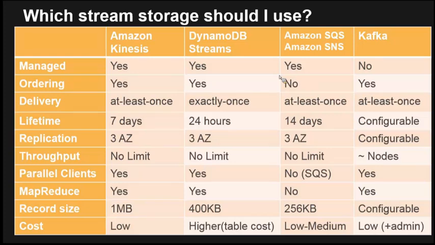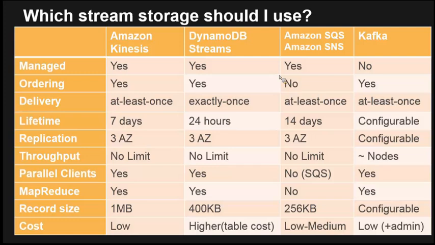And we walked through parallel consumption. That's not possible in SQS, but it's possible in other services. We also walked through streaming map reduce, which is not possible in SQS or SNS. And then I've also given the record sizes in all these services.